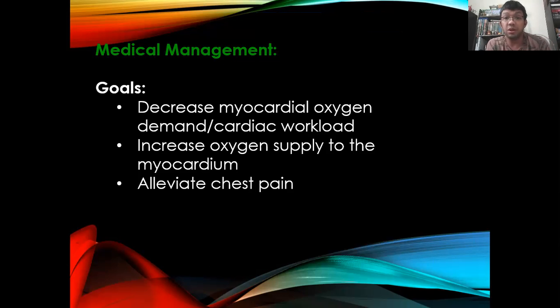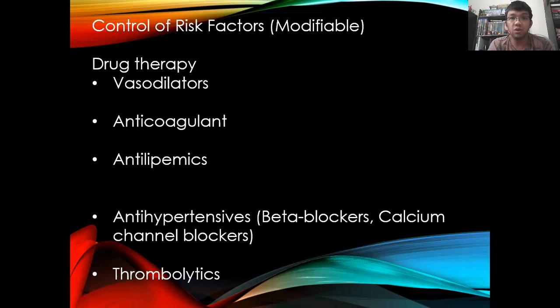Medical management. Our goals would be to decrease myocardial oxygen demand or cardiac workload and increase oxygen supply to the myocardium. And of course, since pain is felt by the patient, we need to alleviate chest pain as well. Now, control of risk factors. We have the drug therapy. We are going to give vasodilators to patients. A great example of a vasodilator that can be given to patients would be nitroglycerin. We'll talk more about nitroglycerin once we are already in the topic of angina and MI.